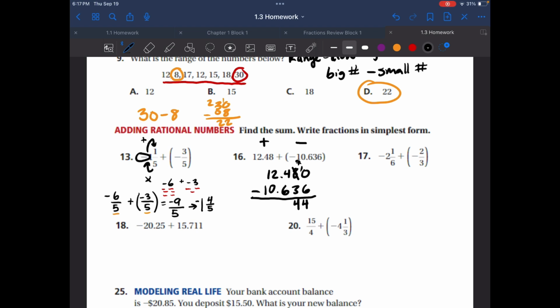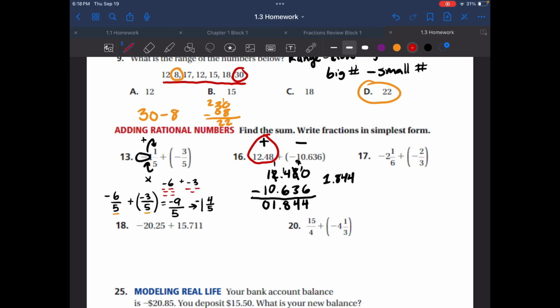7 minus 3 is 4. I can't do 4 minus 6, so I need to borrow from my neighbor again. This becomes a 1, and then 14. 14 minus 6 is 8. 1 minus 0 is 1, and then the 1s cancel each other out. So my answer is 1.844, there we go. To make sure it's either positive or negative, I look at my bigger value. My bigger value was positive, meaning my answer stays positive.